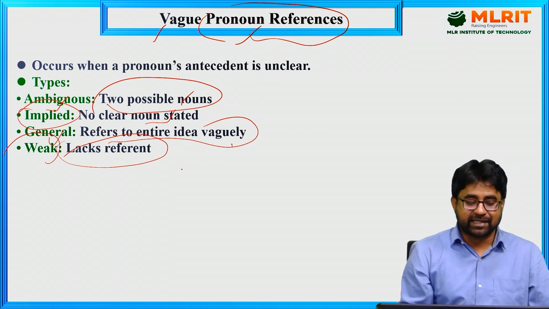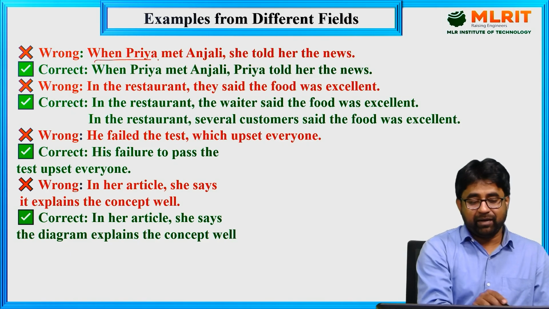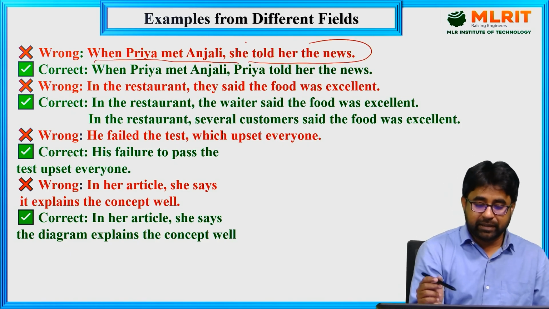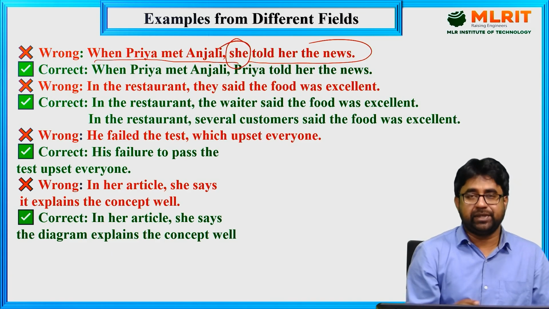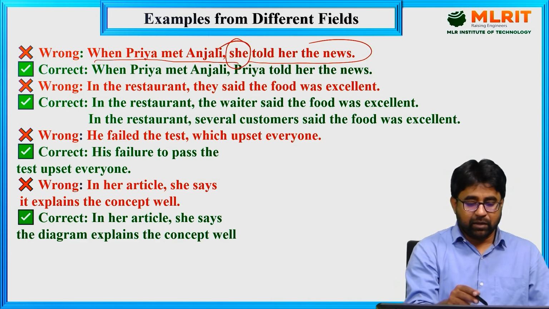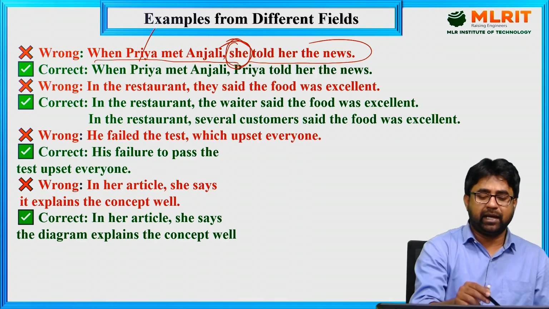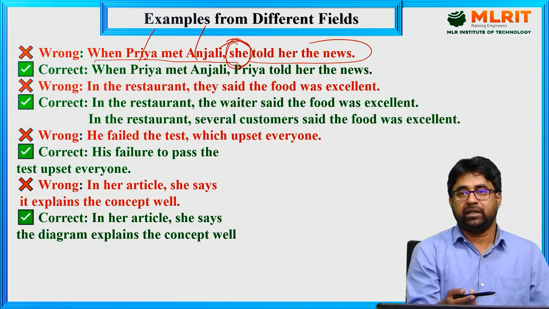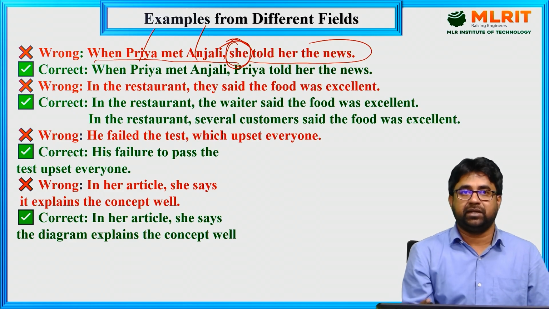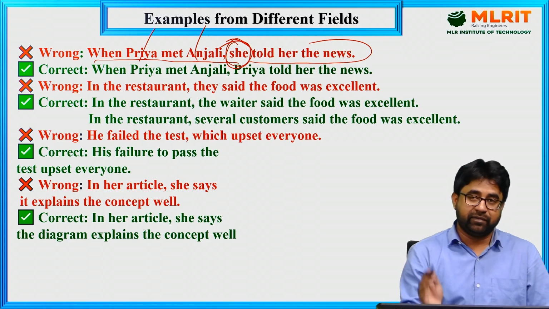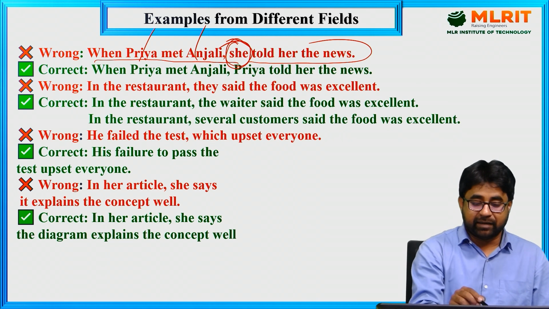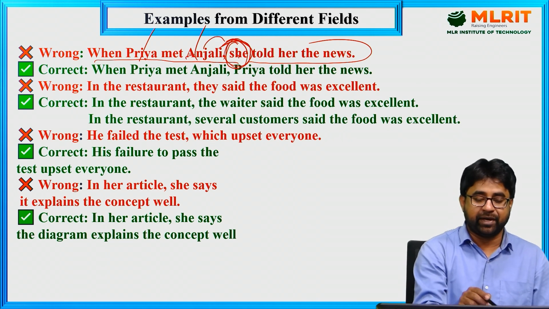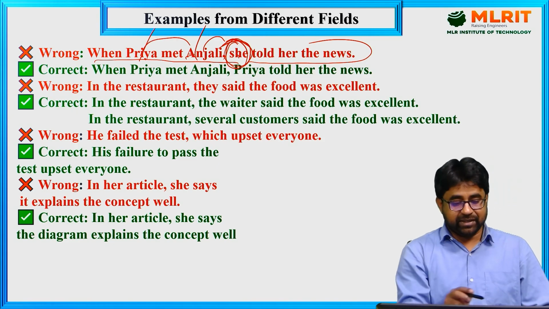Fine. Now let's see the example. When Priya met Anjali, she told her the news. Now, what is the pronoun here? She, right? Now let's see who this she is. It can be Priya, it can be Anjali also. How are you sure that it is one person, especially if you are not familiar with the context? So this is called the first thing, ambiguous. The pronoun reference is ambiguous. It's not clear whether she is referring to Anjali or to Priya.